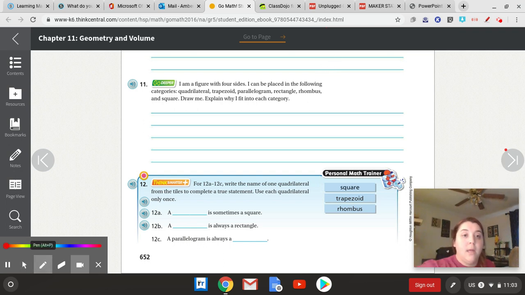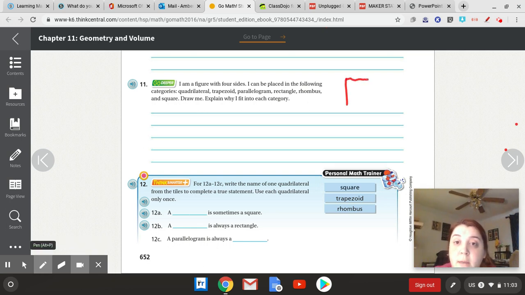Okay. Number 11. It says, I'm a figure with 4 sides. I can be placed in the following categories: quadrilateral, trapezoid, parallelogram, rectangle, rhombus, and square. Draw me and explain why I fit in all 4 of those categories. Well, there's only one thing this can be.